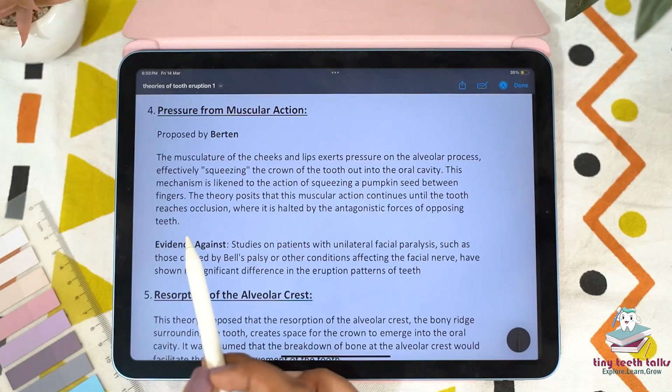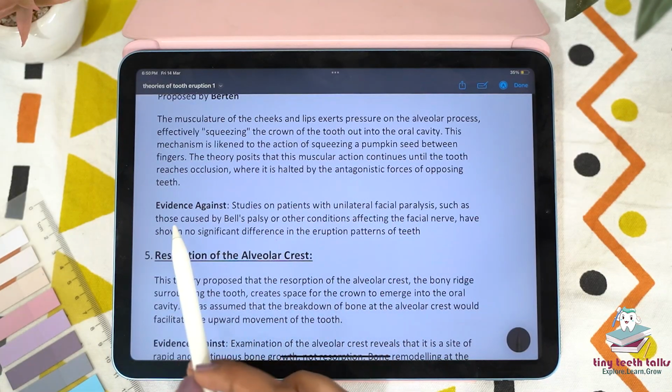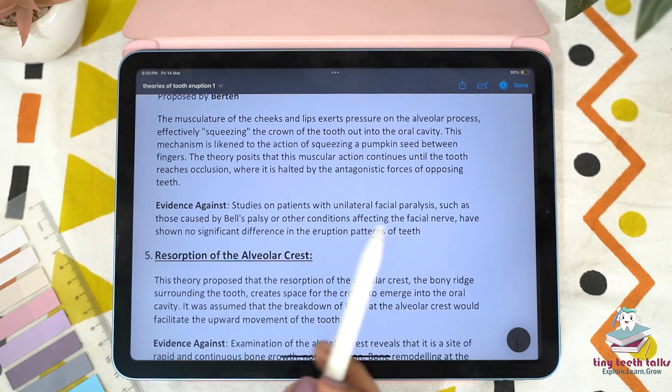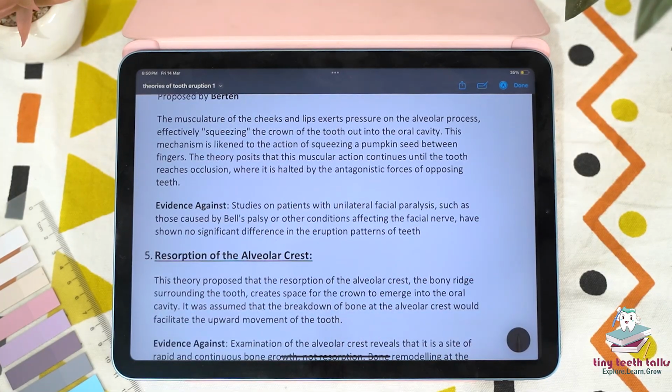force of opposing teeth. But studies on the patient with the unilateral facial paralysis, such as those caused by Bell's palsy or other conditions affecting the facial nerve, have shown no significant difference in eruption patterns of the teeth. So without the pressure of cheek and lips, the tooth erupts.